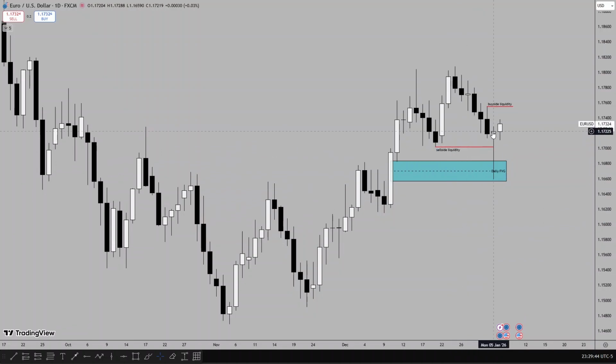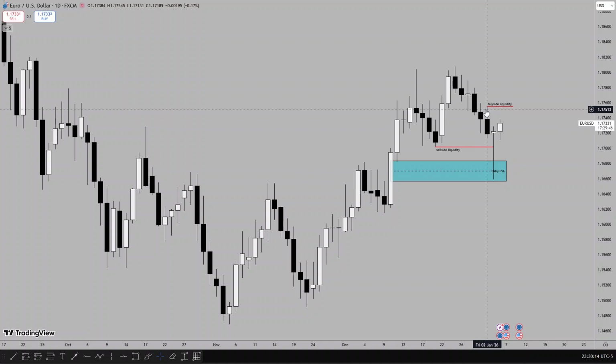On the daily time frame of Euro USD, on Monday, price took out the sell side liquidity, traded into a daily fair value gap or expected daily fair value gap, and traded back into Friday's range before the close of Monday's price action. Seeing this rejection after a run on sell side liquidity, seeing that price traded back into Friday's range, there's a chance of price trading higher to run the buy side liquidity.